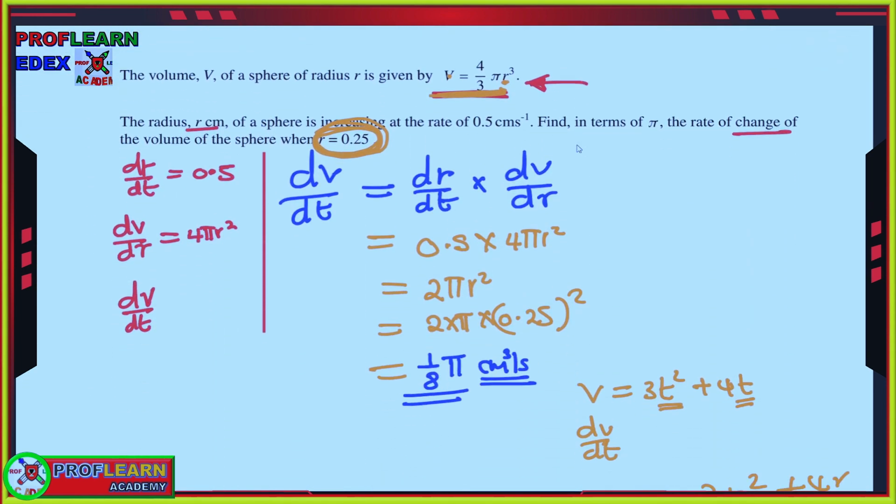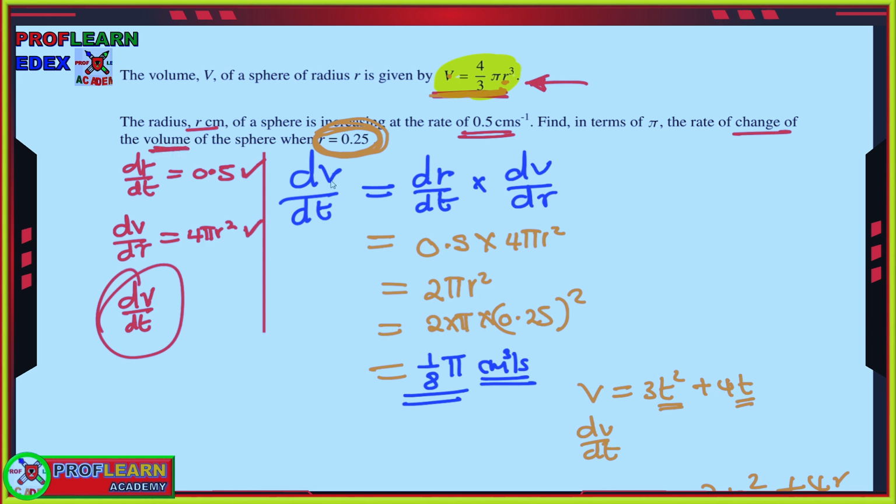Question 3 is also talking about rates of change, but you can see you are told that the formula for the sphere is given by this formula, and you can see now from here we can find dV/dr. If you differentiate this, it is going to translate to 4πr squared. But we are also told the radius r of the sphere is increasing at the rate of this, so that is dr/dt. dr/dt is here. We are supposed to find dV/dt, the rate of change of volume.